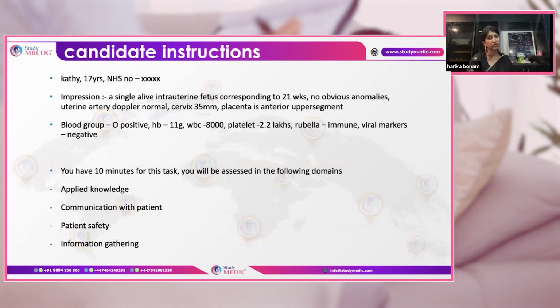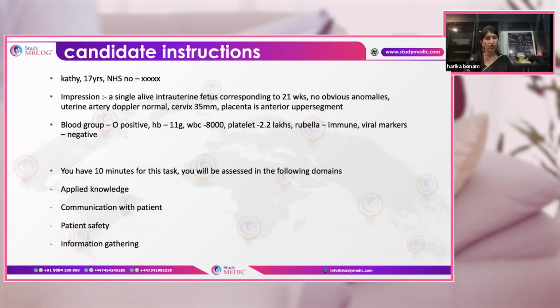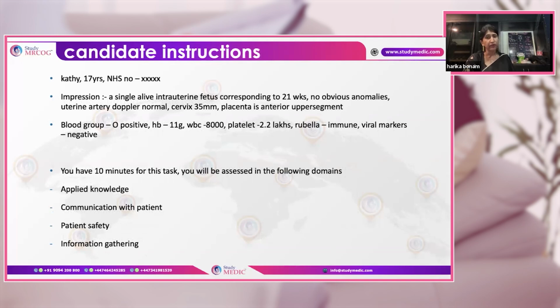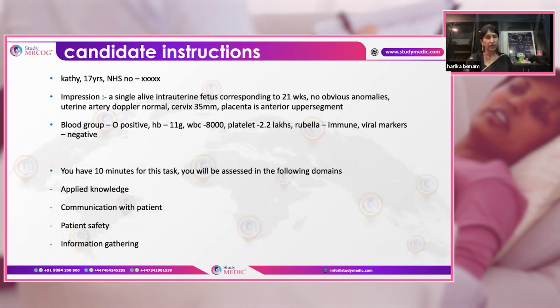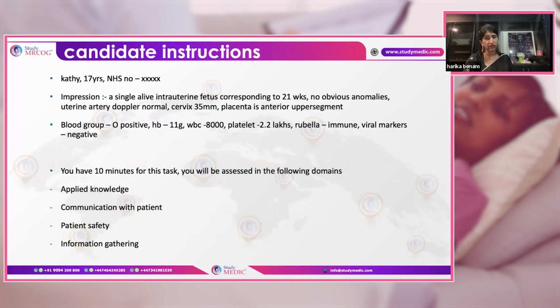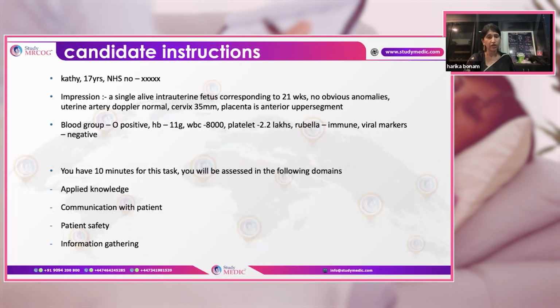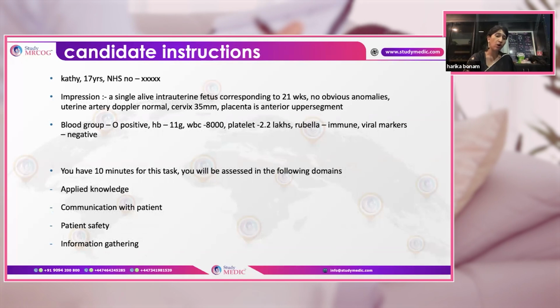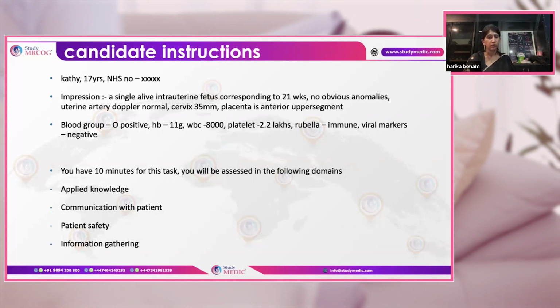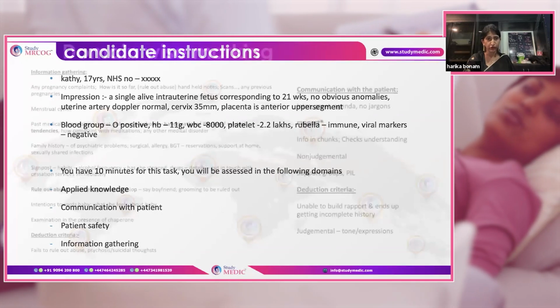You have checked the name and NHS number. The scan is saying a single intrauterine fetus corresponding to 21 weeks, no obvious anomalies. It's an anomaly scan. Then uterine artery Doppler is normal, cervical length is normal, and the placenta is in a normal position. Blood group is O positive, complete blood picture and rubella are normal, and all viral markers are negative. You'll be marked on all the domains except communication with colleagues, but you have to write back to the midwife because the midwife has actually referred you.